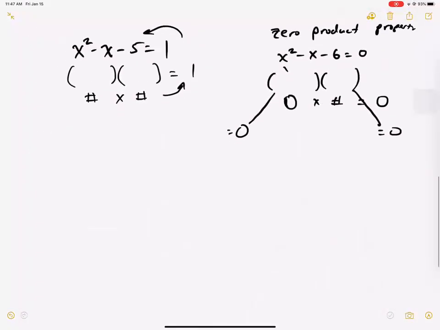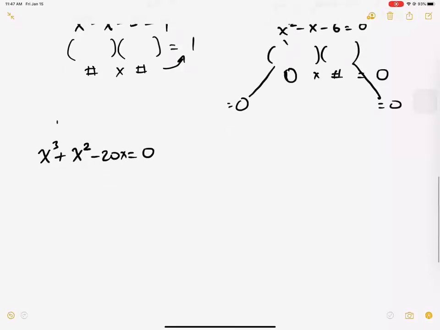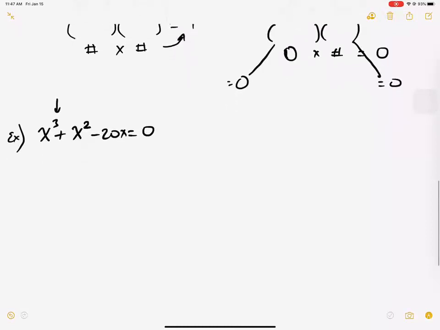So let's do this again. I'm going to give you guys a problem. Here we go. It's going to look like x cubed plus x squared minus 20x equals 0. Okay. Now this is an x cubed problem. So we're going to factor what we can. If you see what's in common, we see an x and x and x. These will all have x's. So I'm going to take out the x first. And we're left with the problem x squared plus x minus 20.